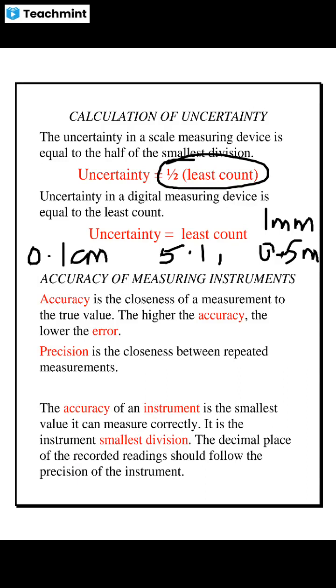Good. So what do we call accuracy of measuring instrument? Accuracy of measuring instruments is the closeness of a measurement to the true value. So the higher the accuracy, the lower the error. So all these have already been explained here. The least count, which is the precision, tells you how precise your measuring instrument is, and also talking about accuracy.